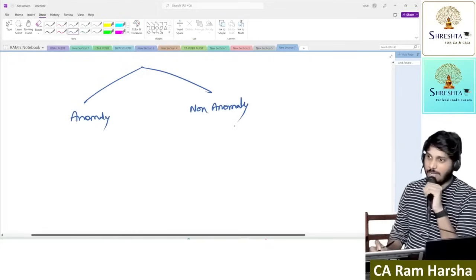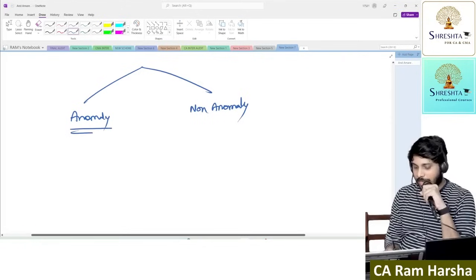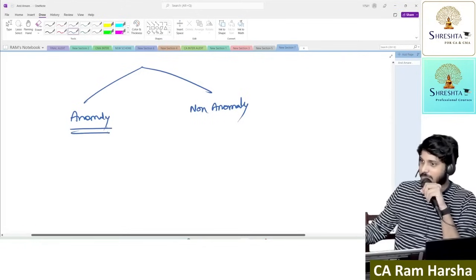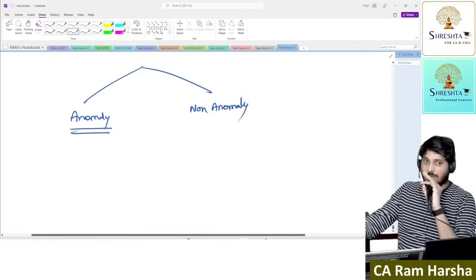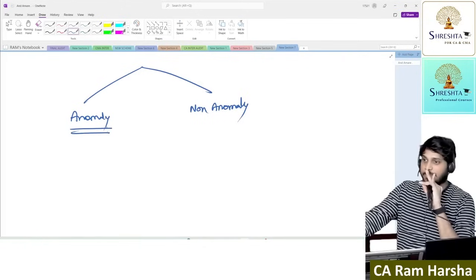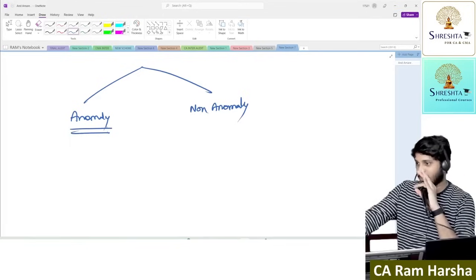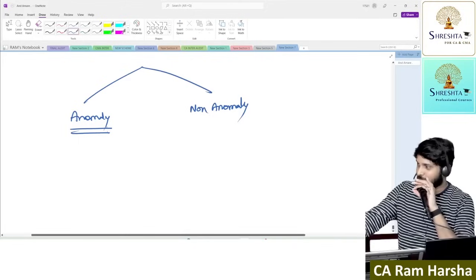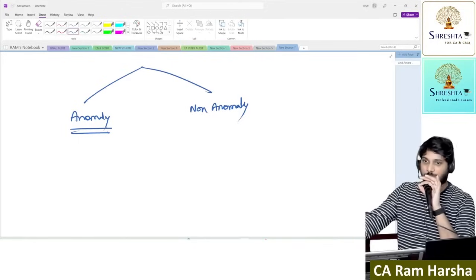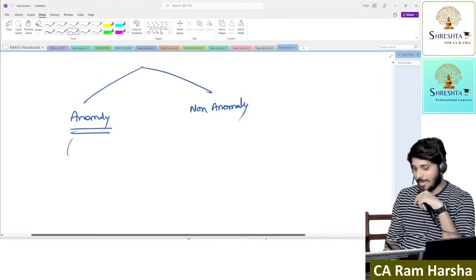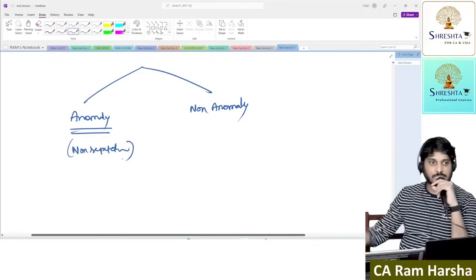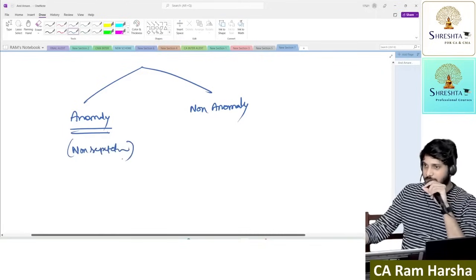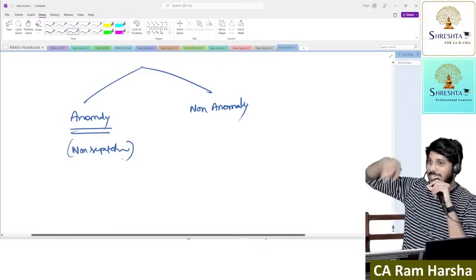Anomaly, non-anomaly. Anomaly means, there's again a definition. It's a rate of deviation or misstatement that is demonstrably non-representative of population. This is what the definition is. Nothing but anomaly means non-repetitive mistake. This is a mistake which is not representative of population.